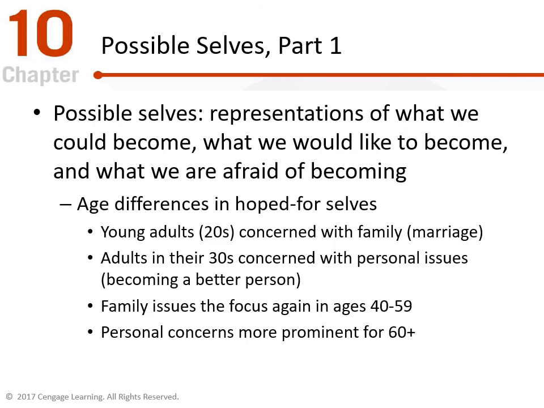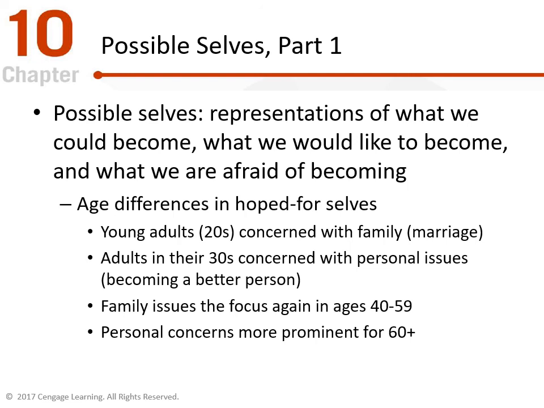Now let's take a look at our possible selves, which is a representation of what we could become, what we would like to become, and what we are afraid of becoming. So what you're going to look at is, what do you think you'll become in a few years? It's going to reflect your personal goals. Do you see yourself as a leader, a risk taker, famous, or physically fit? So age difference determines what we see for our hopes for ourselves.